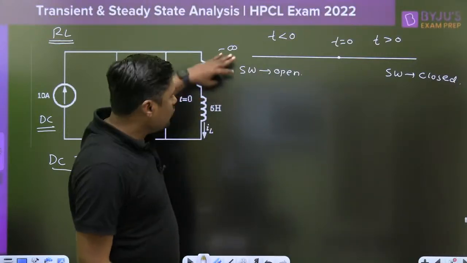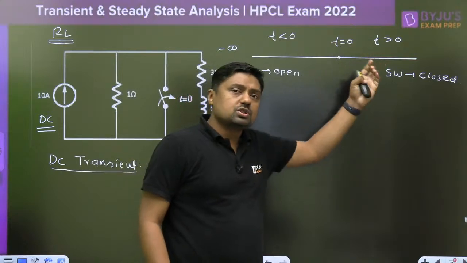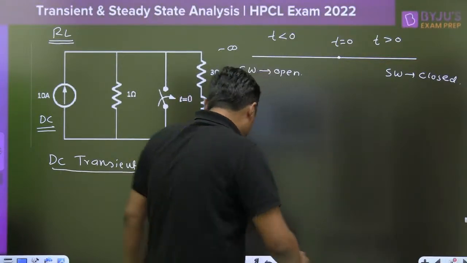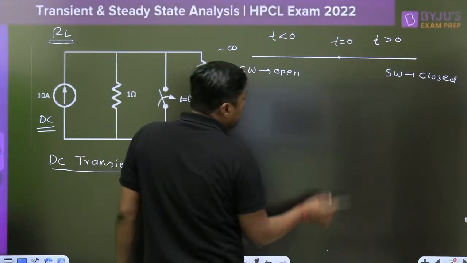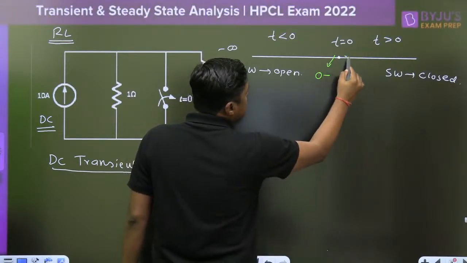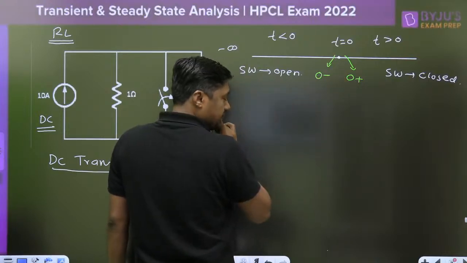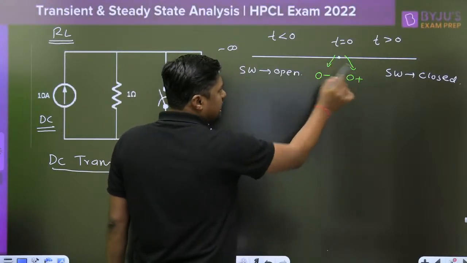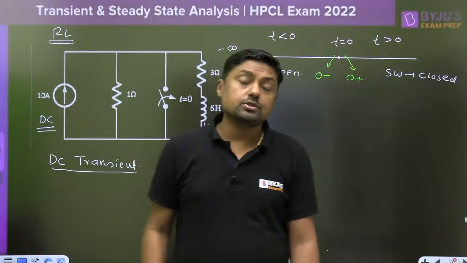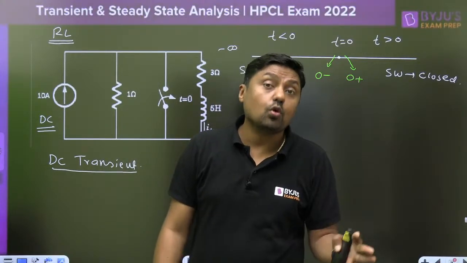Now when we are moving from a long time ago, from minus infinity up to t equal to 0, just before the switching is the time called 0 negative, and just after the switching is called 0 positive. Just before switching, just after switching: 0 negative and 0 positive. And exactly at t equal to 0 there is a transition. The switch will be closed.